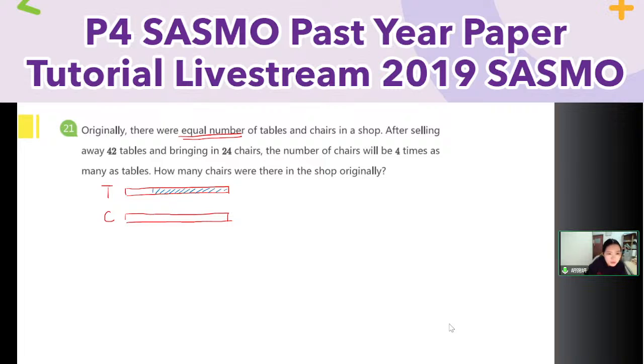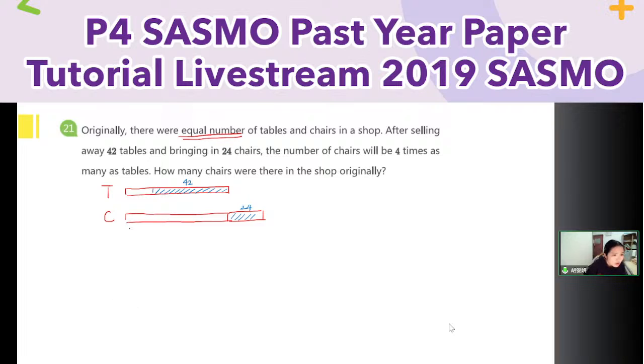You follow me and draw model together to visualize it. Okay, this is 42. And then, so we bring in 24 chairs. Maybe here is 24. This part, 24. And then we know that in the end, the number of chairs will be 4 times as many as the table. So everyone, let's take a look.